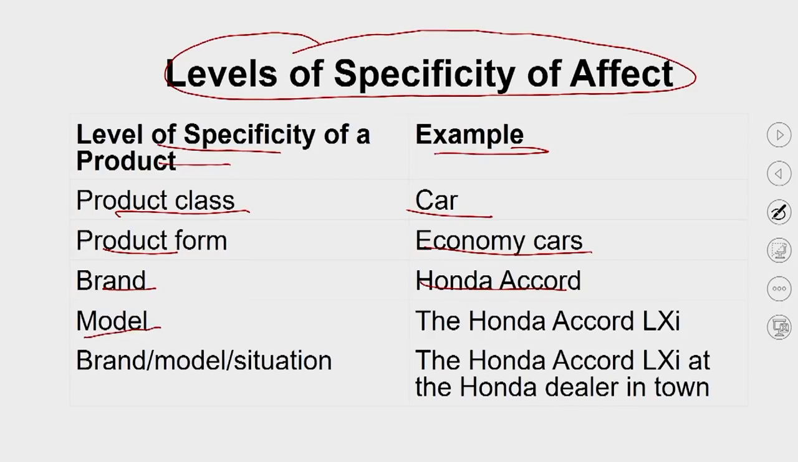You can also have an effect for the particular model. For example, Honda Accord LXI. I don't like Honda. I do like Honda Accord. I do like the car. I do like economy cars, but I do not like Honda LXI. I like, say, VXI or some other brand. And so these are the levels of specification, because it may so happen that your effect may change in any of these forms. So this is the level of specificity.